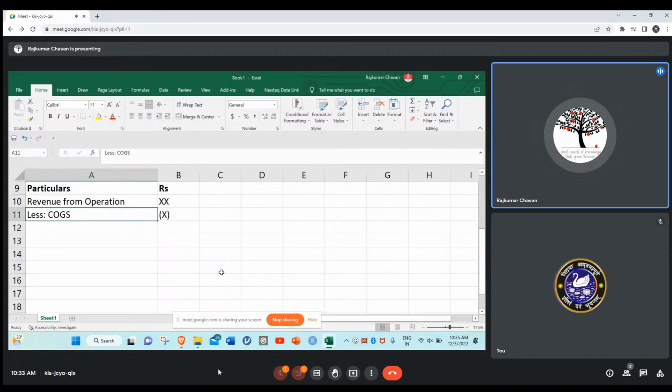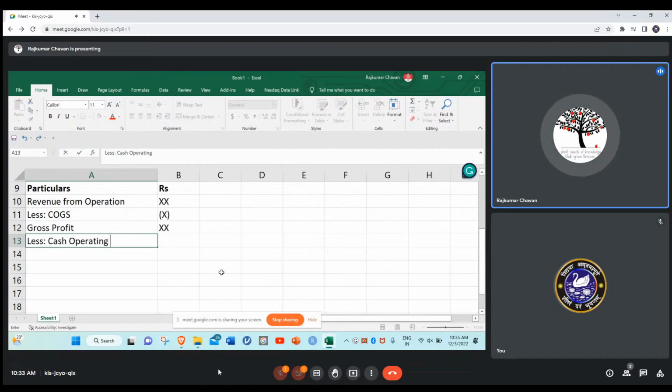Next, when we deduct cost of goods sold from revenue from operations, what do you get as the balancing figure? Gross profit. So we got the gross profit here. Next, after gross profit, we need to deduct certain items. We'll deduct cash operating expenses.